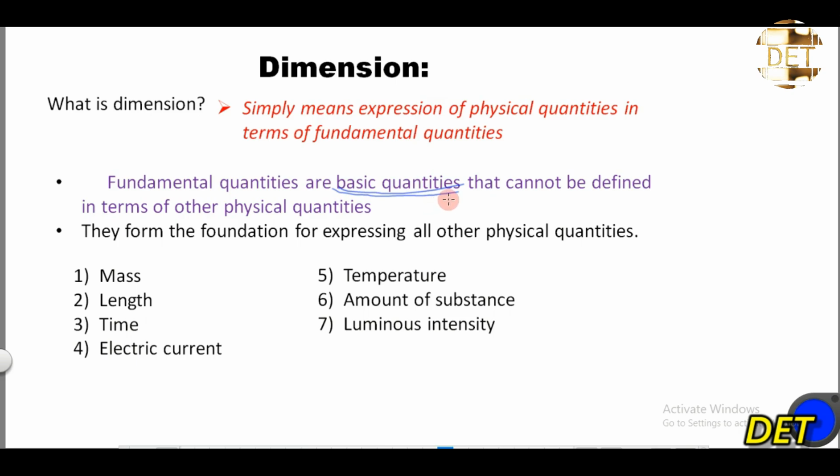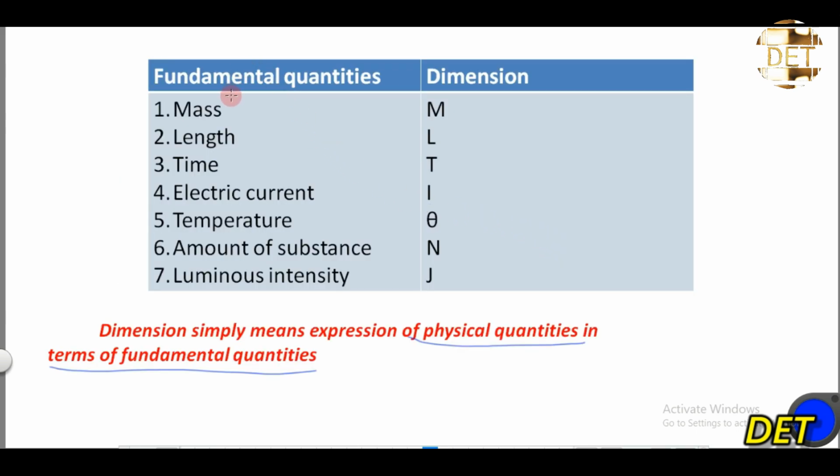They are those basic quantities or elementary quantities that cannot be defined in terms of other physical quantities, and they form the foundation for expressing all other physical quantities, right? So the seven major fundamental quantities that we have in physics are mass, length, time, electric current, temperature, amount of substance, and luminous intensity.